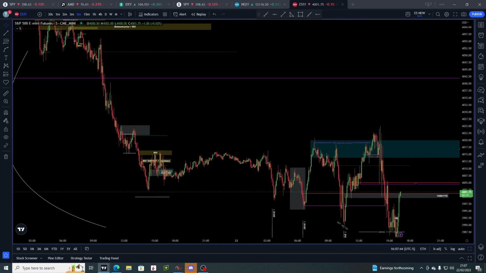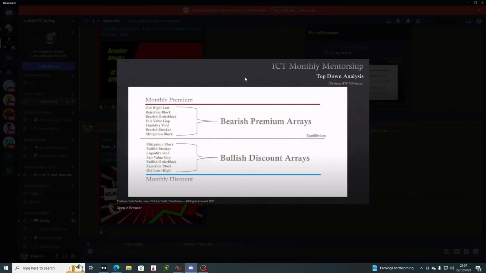So if you just bear with me 1 second, I just want to pull in something which I find really, really useful. And I was going through this today live in the Discord, right? So this, and that's the Discord in the background, so this is really important to know, and it's the PD array hierarchy, both bearish and bullish.